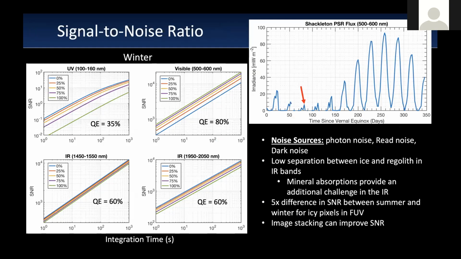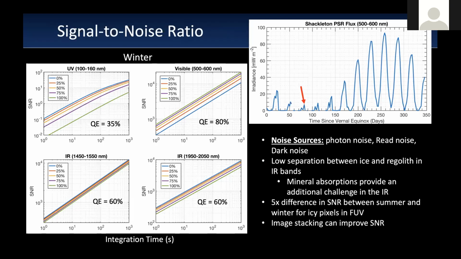That's broken down into the UV, visible, and those two IR bands. For the UV, we assume a quantum efficiency of 35%. It's fairly low, but it's difficult to make a very efficient camera at that wavelength regime. And so the signal to noise ratio is plotted as a function of integration time. Another thing we're interested in understanding is how long you would need to expose an area of the surface in order to get a sufficient signal to noise ratio to distinguish ice from regolith.